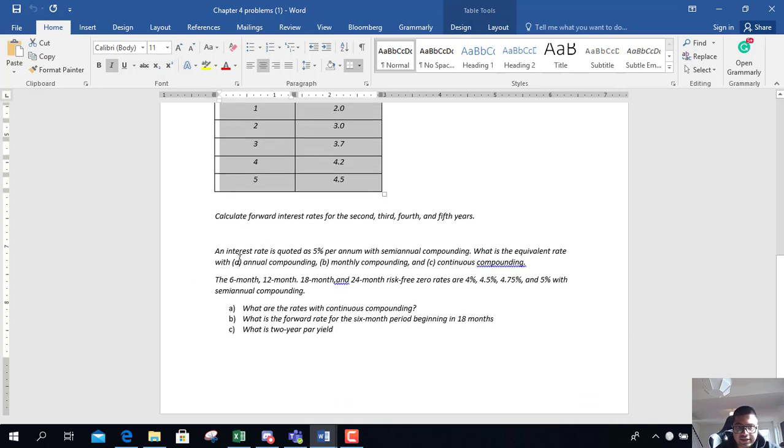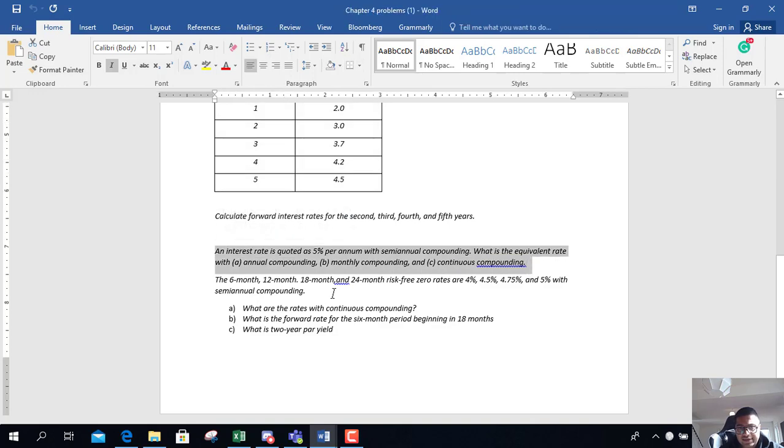The next question: an interest rate is quoted as 5% per annum, compounded semi-annually. What is the equivalent rate with annual compounding, monthly compounding and continuous compounding? So I'll copy this on an Excel file and then explain.